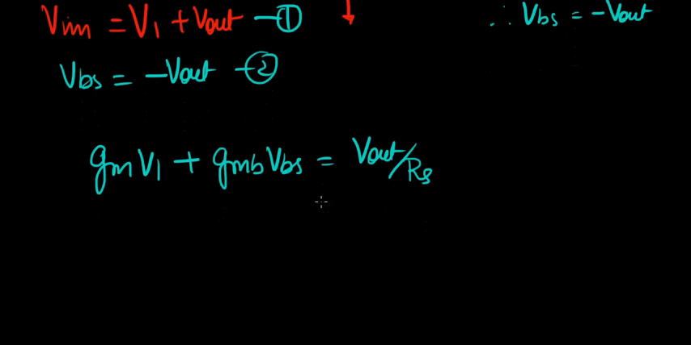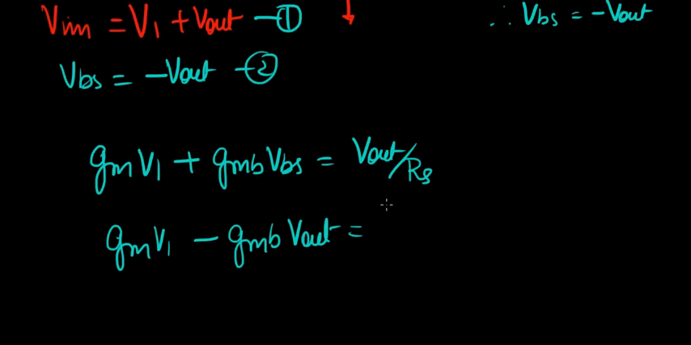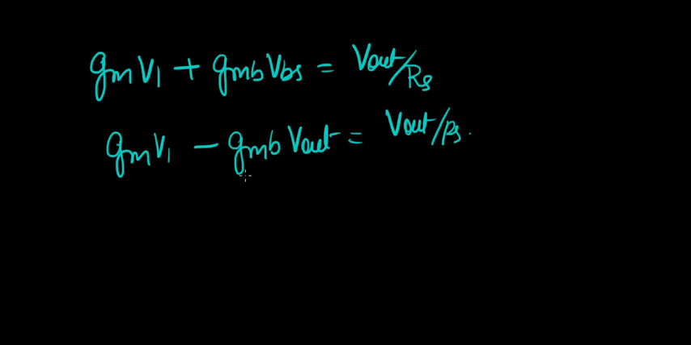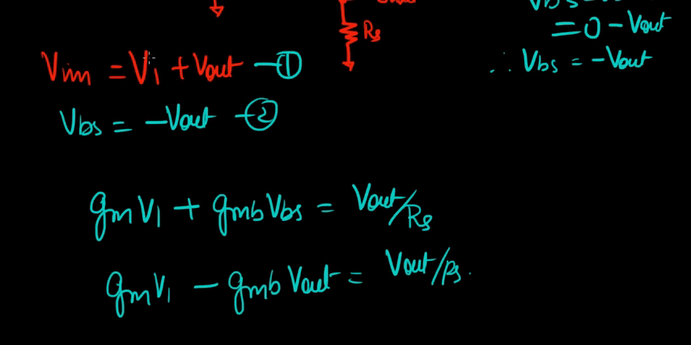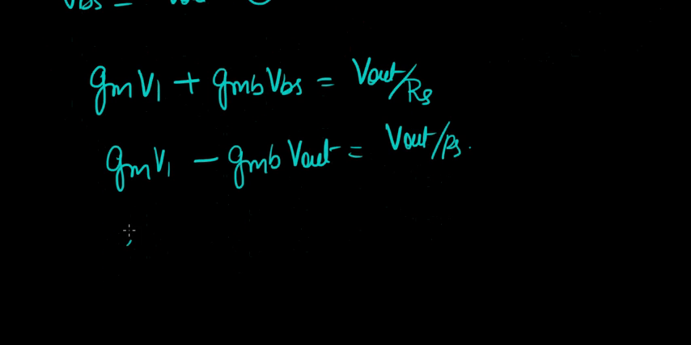So let's go ahead and substitute negative V out for VBS. So GM V1 minus GMB V out equals V out over RS. All it is now is just manipulation of the equations, substituting this and that for various terms and rearranging them. That's all it is. So for V1, what can we write? V1 is V in minus V out. So let's just put that there.